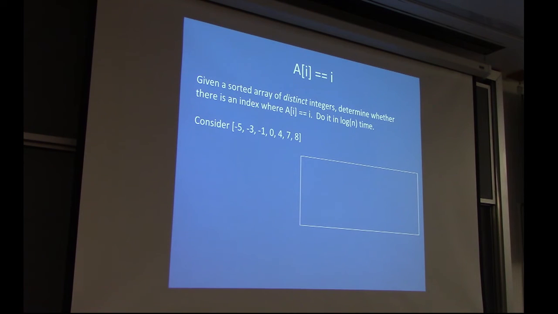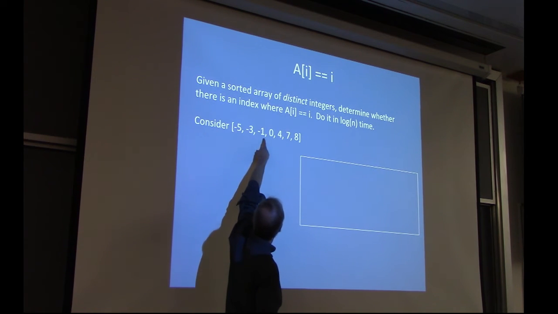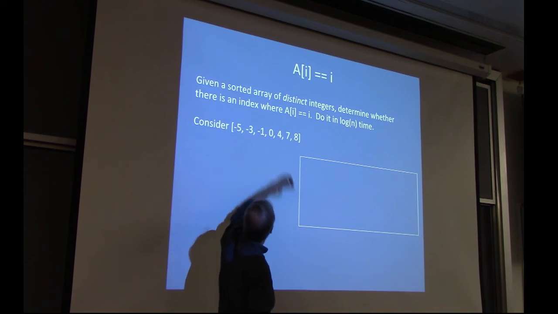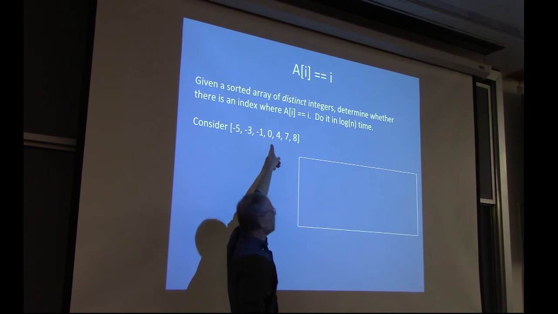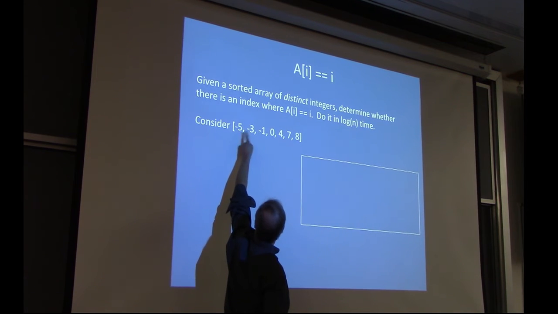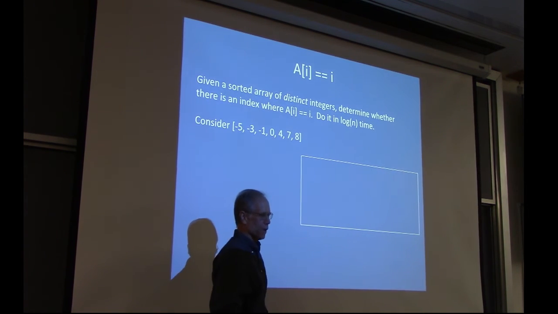Okay, who could tell me an approach here? Yeah. So you can start in the middle. Start in the middle, let's say, 0. And then you check if it equals i. Okay, so the index is 0, 1, 2, that would be index 3. And so you compare the 3 to the 0, it's not the same.